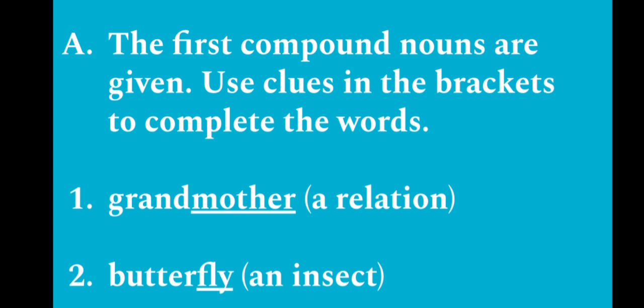Okay, the first one is a relation. Grand dash. The answer is grandmother. You can write grandfather also. And there is one thing I want you to remember: when we write compound words, we do not put a space between the words. Grandmother, there is no space between grand and mother. You have to write it as one word, grandmother. Look at the second one, the clue is an insect. It's butterfly. We have the first part, butter, and the answer is fly, butterfly.